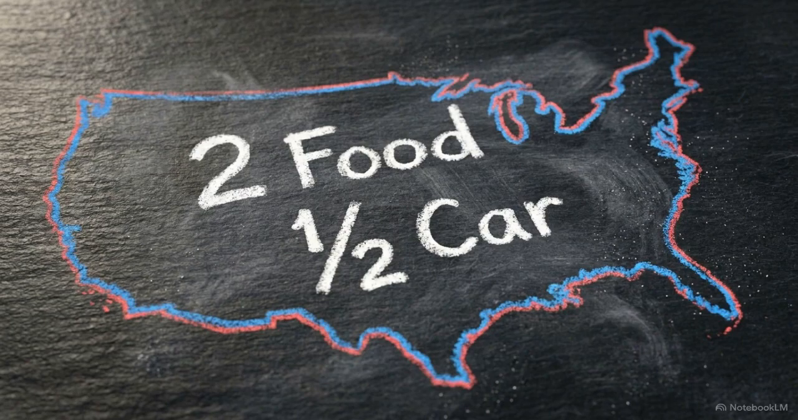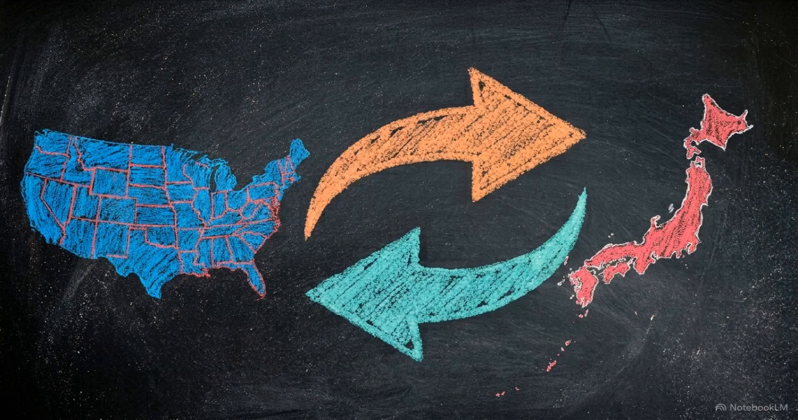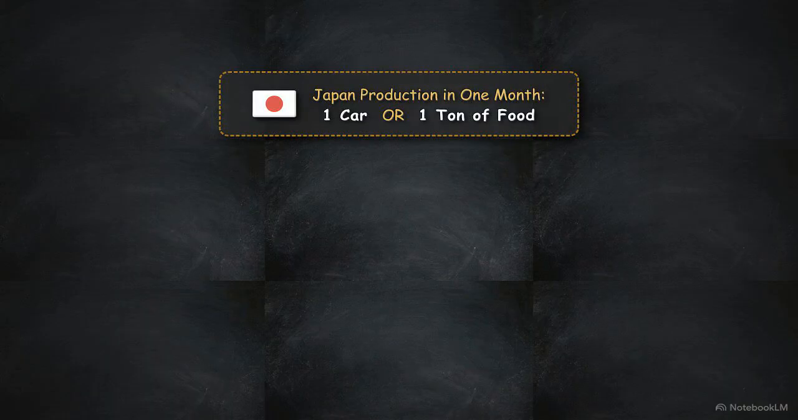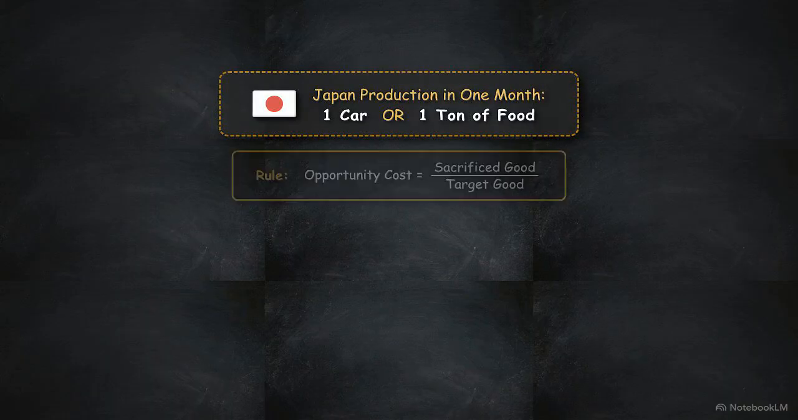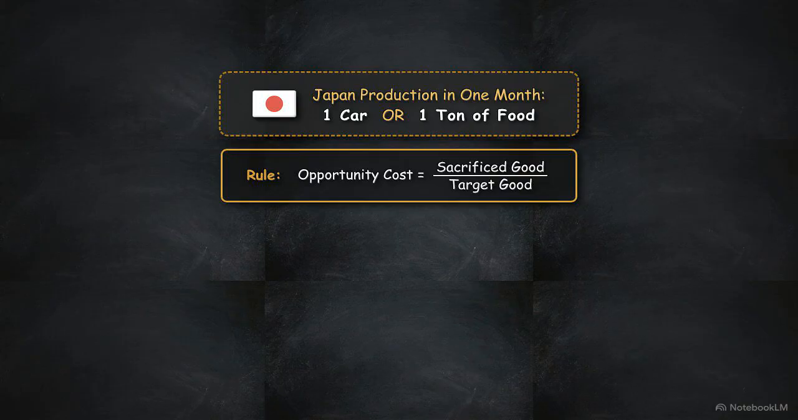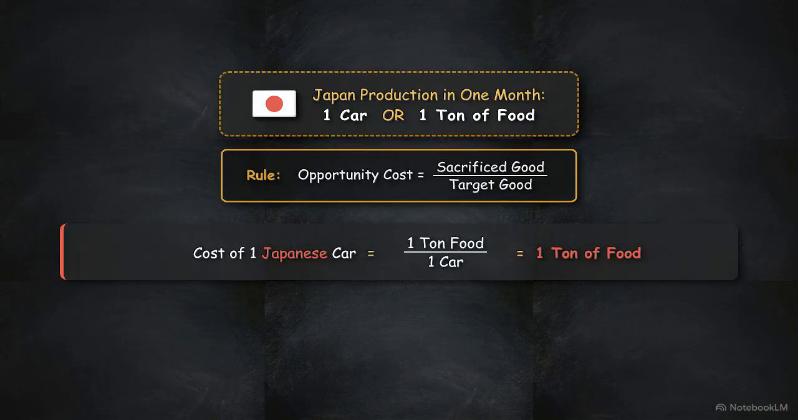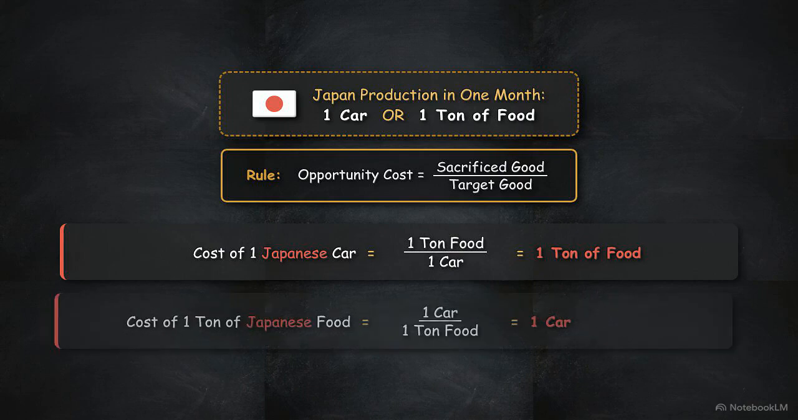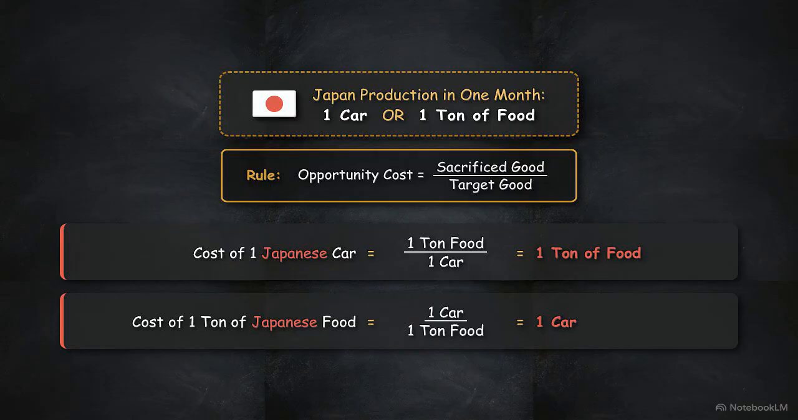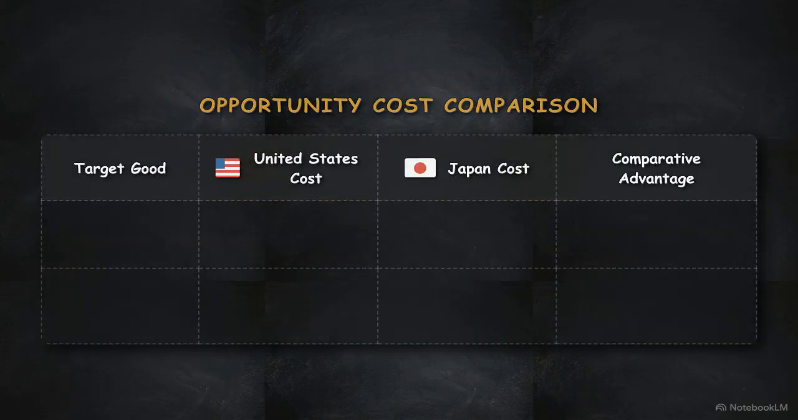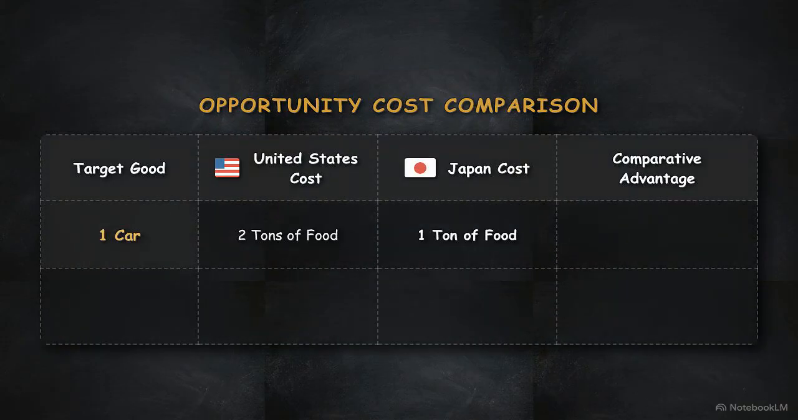Finding these internal numbers gives us the cost structure for a single nation. To see where trade flows, we have to put these numbers against a trading partner. Now, take a moment to calculate the opportunity costs for Japan. Remember the rule: put your target good in the denominator. Because Japan produces 1 car and 1 ton of food per month, the math is straightforward. The opportunity cost for 1 Japanese car is 1 ton of food, and the cost for 1 ton of Japanese food is exactly 1 car.